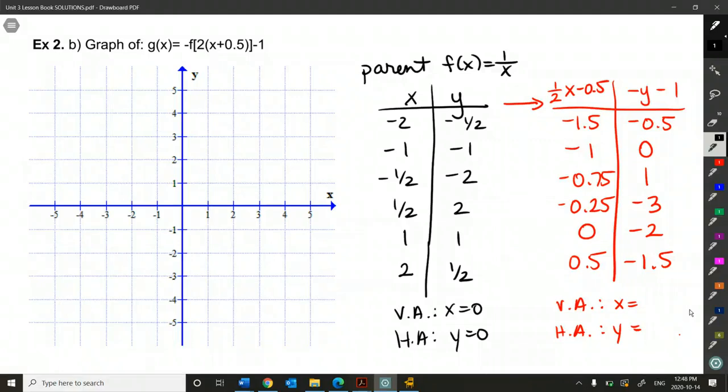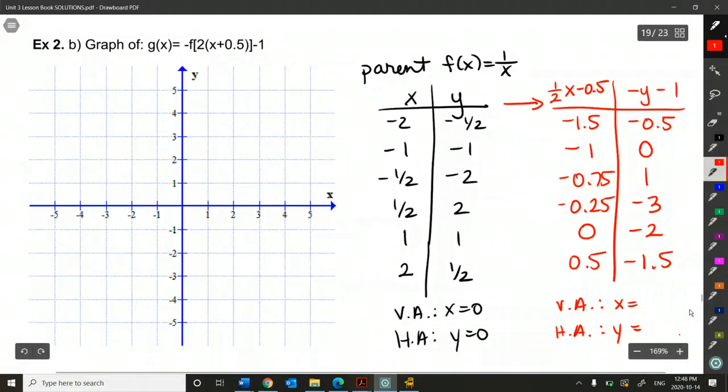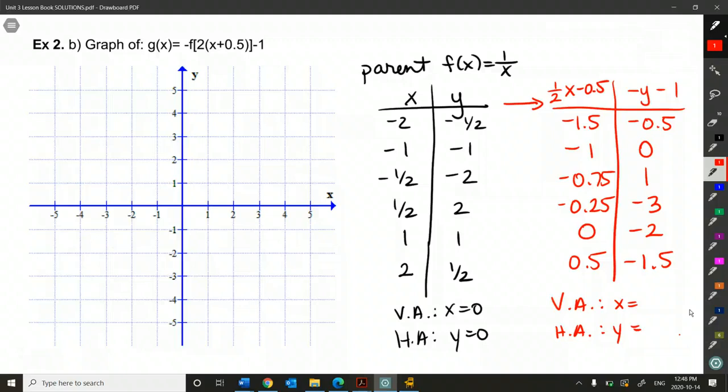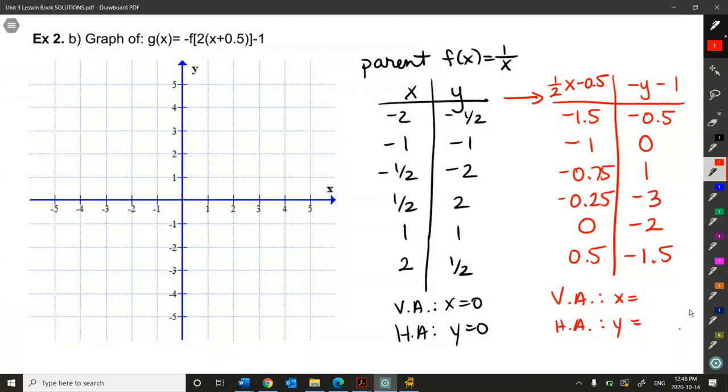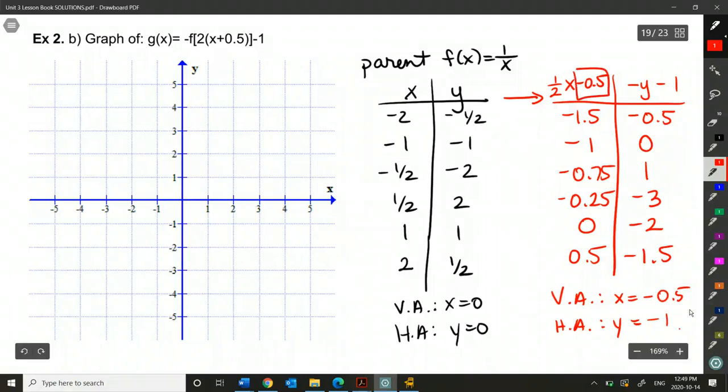Perfect. Same here. Who wants to tell me what the asymptotes are? What's the vertical asymptote and what's the new horizontal asymptote? Emma. For the vertical, x equals negative 0.5, and then y is negative 1. Lovely. So the vertical asymptote is always just the d value, so whatever you have here. And the horizontal asymptote is always just the c value, so whatever you have with your y there.